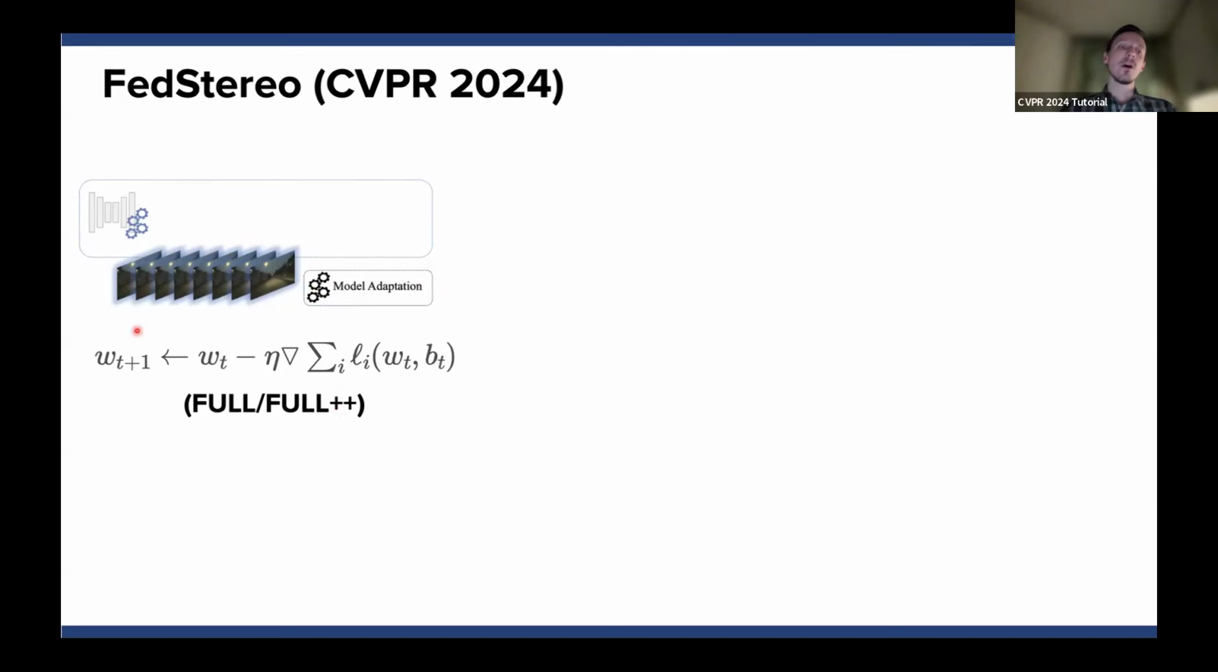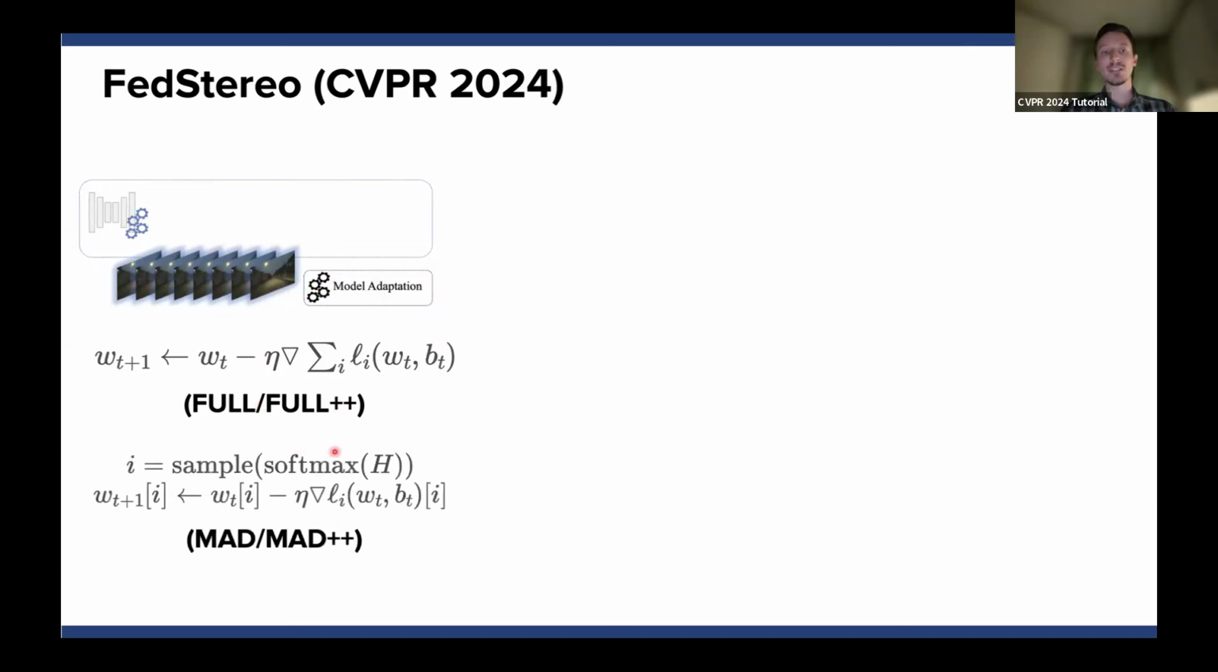So that being said, of course, adapting the whole model is time-consuming. So at CVPR, we proposed a heuristic to simply select a subset of the total amount of weights in our neural network and to compute a loss function that allows for running backpropagation only on that portion of the neural network itself. This strategy was dubbed MAD, modular adaptation.